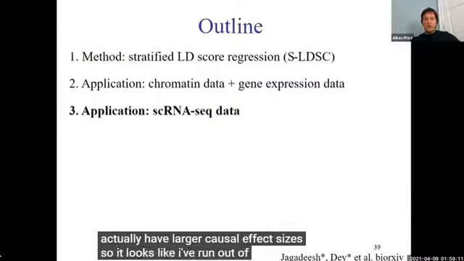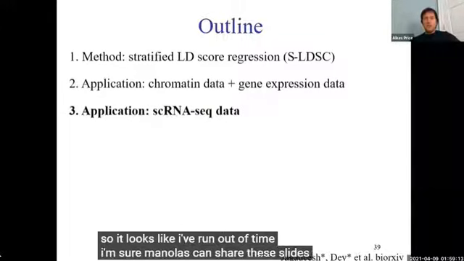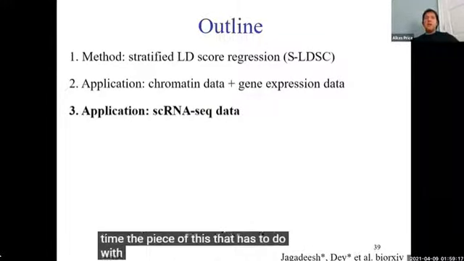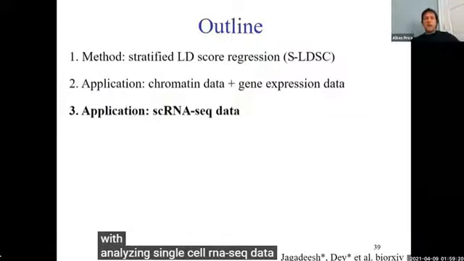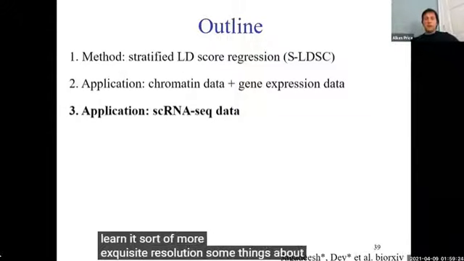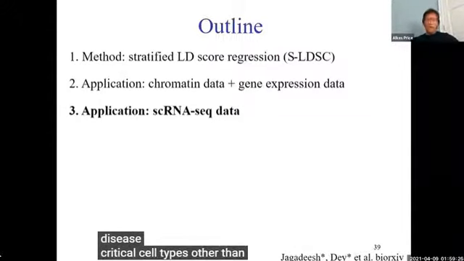So it looks like I've run out of time. I'm sure Manolis can share these slides with you, and you can see on your own time the piece of this that has to do with analyzing single-cell RNA-seq data to learn at more exquisite resolution some things about disease-critical cell types. Other than that, I'm going to have to go.